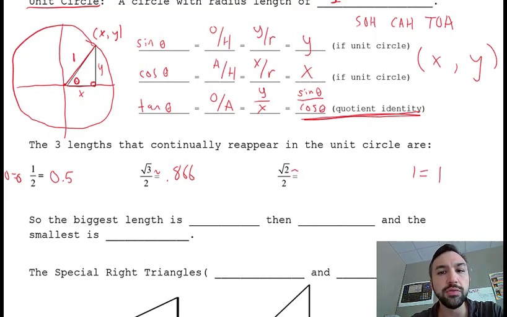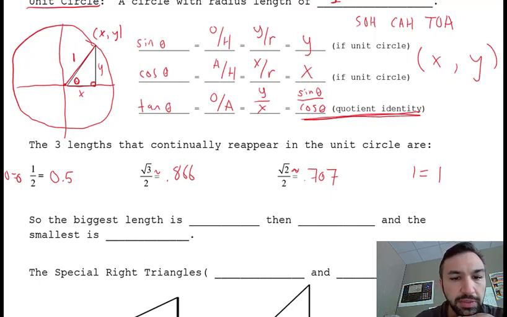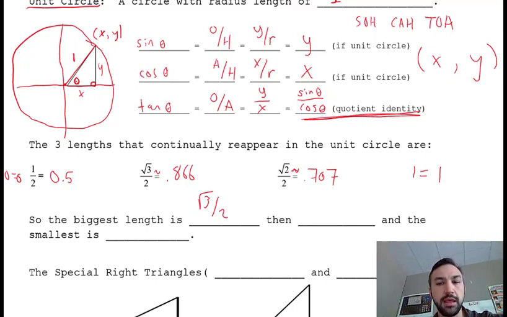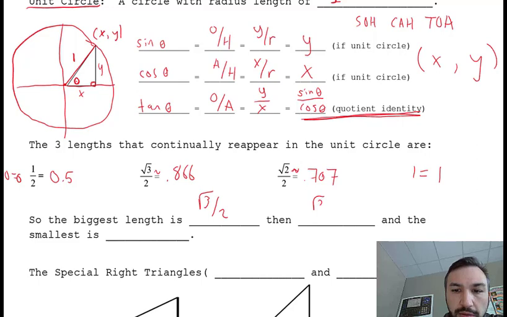And the square root of 2 over 2 is about 0.707. So I'm trying to highlight the decimals for you so that you can see the biggest of these three, because obviously 1's the biggest and 0's the smallest. But of these three, the biggest length, the one with the biggest decimal, would be square root of 3 over 2. The next biggest, the one in the middle, would be square root of 2 over 2. And the one with the smallest decimal is 1/2.